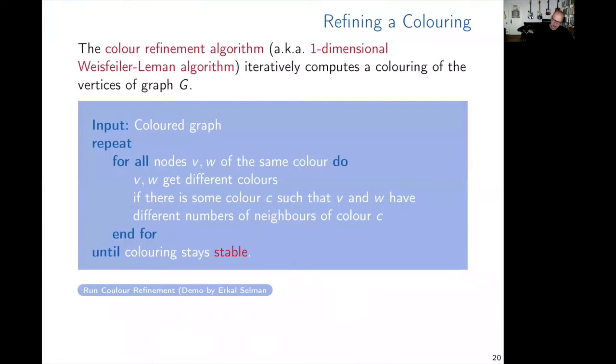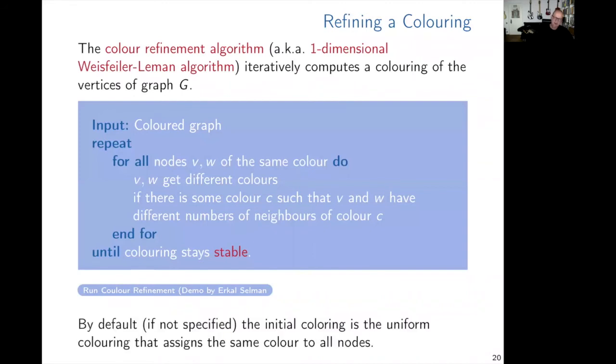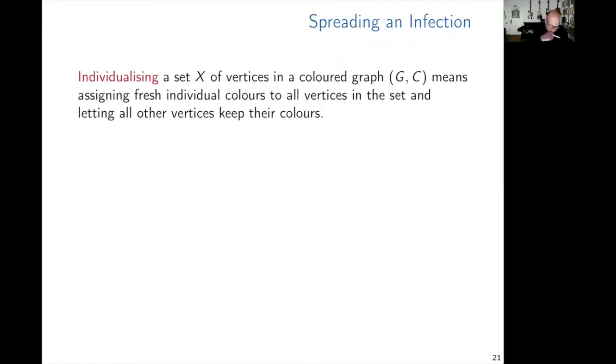We can run it on a graph where basically all vertices have the same color, that's the default, or we can start with some coloring and refine this, and then we compute in a way the coarsest stable refinement of this coloring. Okay, and now we want to talk about spreading an infection. So that's an extended algorithm, and goes as follows.